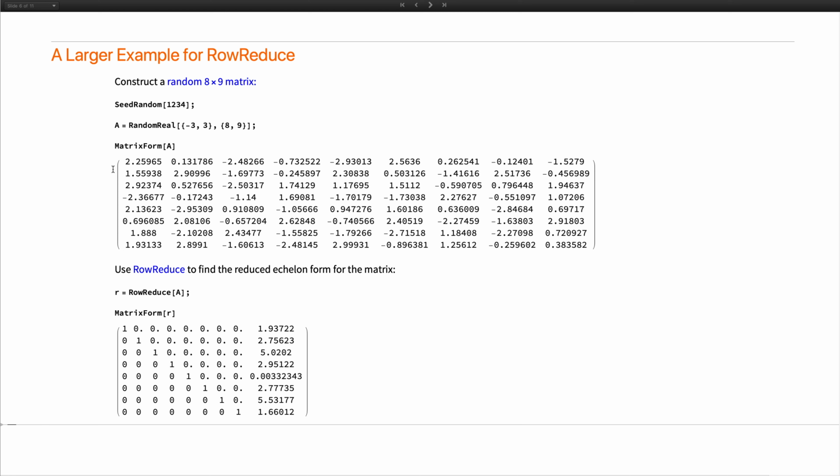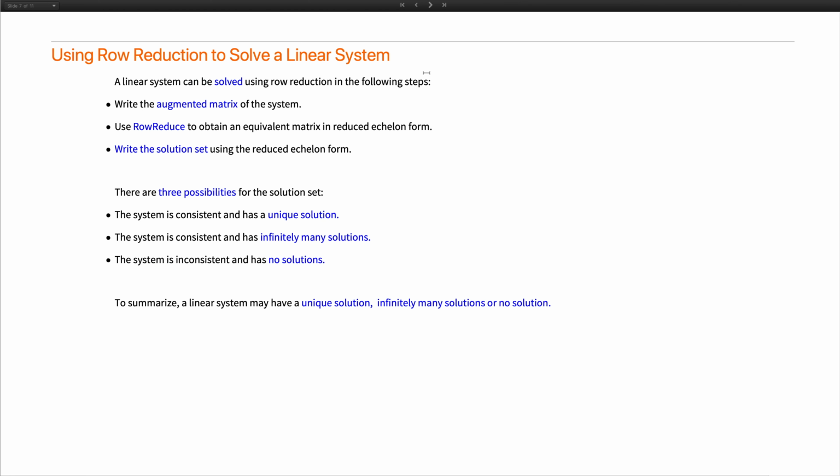Once we know how to use RowReduce, we can now talk about solving linear systems. So the question is, how do you solve a linear system using row reduction? Well, the steps are, you first of all write down the augmented matrix with both the left and right hand sides for a system, apply RowReduce to it, and then looking at the output from RowReduce, you can write down the solution set.